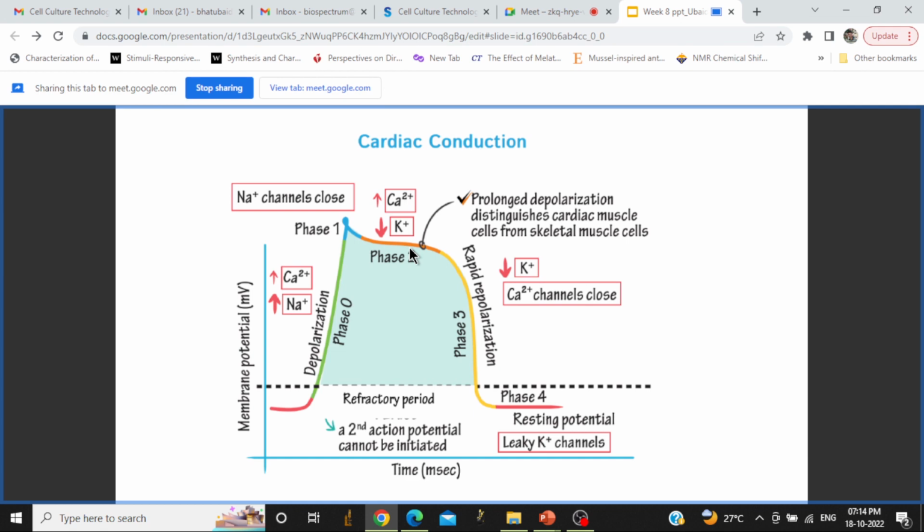It occurs because of the balance between the influx and outflux of potassium ions. There is the influx of calcium ions and outflux of sodium ions, and also some chloride ions. But mainly these two ions are involved, and this leads to the formation of this refractory period, or plateau phase. In cardiac cells, this prolonged depolarization distinguishes cardiac muscle cells from the skeletal muscles.